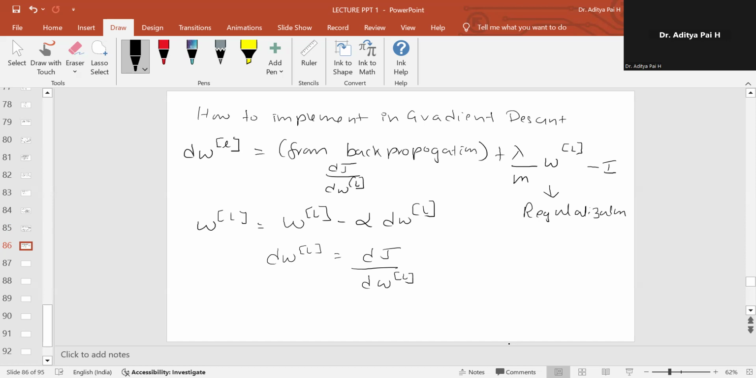Now this L2 regularization is also called weight decay. That is, we are reducing the weights; we are penalizing the weights.